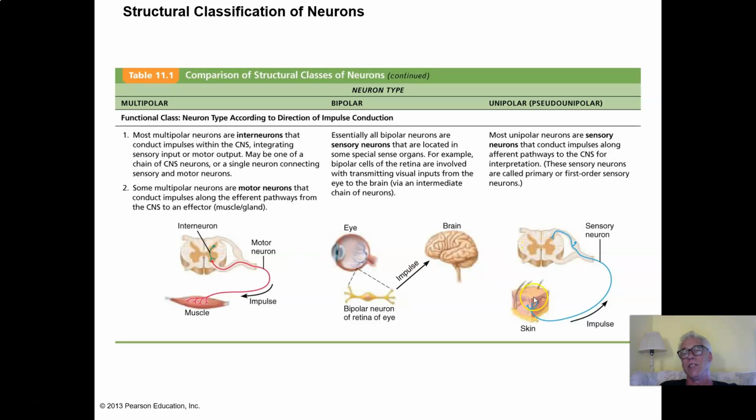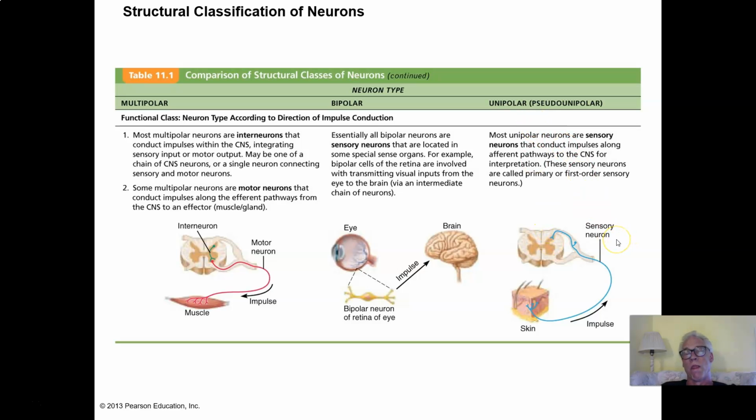Unipolar neurons are sensory neurons. So here we see in this example, dendrites at the surface of the body, right? If something poked your skin, you'd feel it. Some impulses would be transmitted into the central nervous system, and the terminals of this neuron would be here, and they would synapse on another sensory neuron here, which would carry information up to your brain.